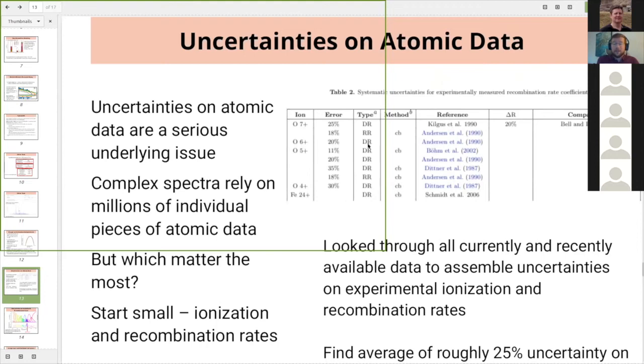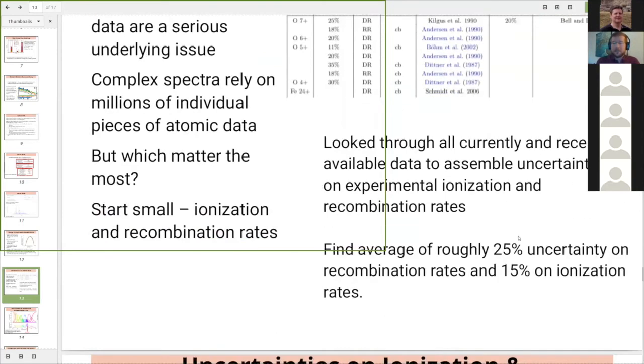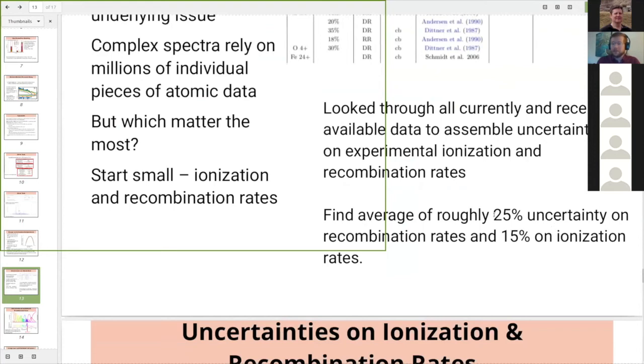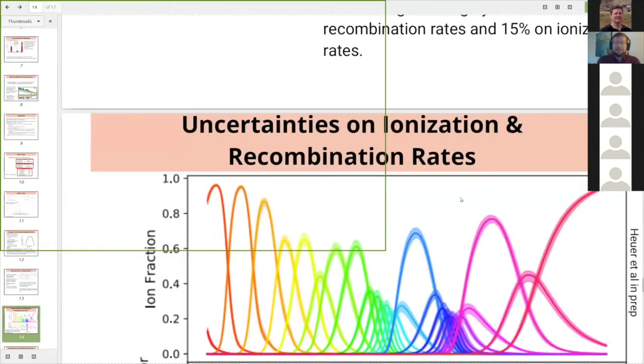So our student Kerry Hure collected all the data from the various public collections released over the last 30 years or so to figure out where the atomic data came from, and crucially what the experimental uncertainties on that data were. She found roughly, and this is a rough approximation, a 25% uncertainty on recombination rates and 15% on ionization rates, roughly speaking. So what does that mean?